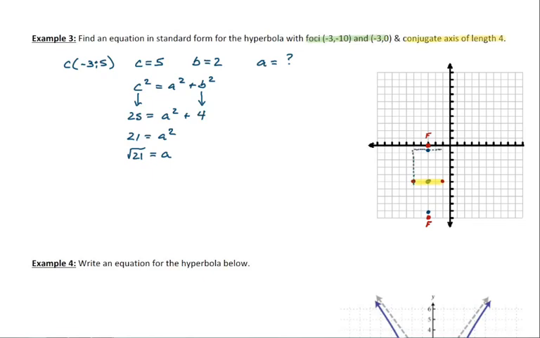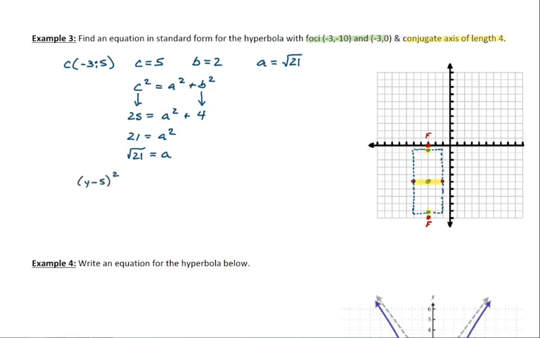So before I do that, I'm actually going to finish sketching this graph. So again, a is root 21, which is somewhere between 4 and 5. So if I go up from my center almost 4 point something, somewhere between 4 and 5, and down from center there, I should be able to draw my box here. So like I said, a is the square root of 21.